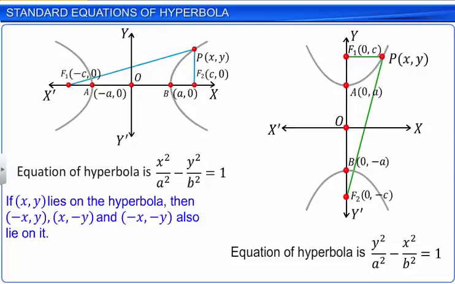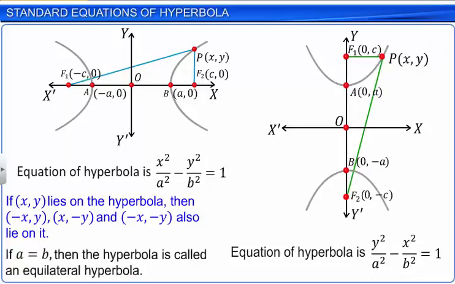A hyperbola in which semi-transverse axis a is equal to semi-conjugate axis b is called an equilateral hyperbola. The standard equations of a hyperbola also specify certain conditions for the position of its curves.